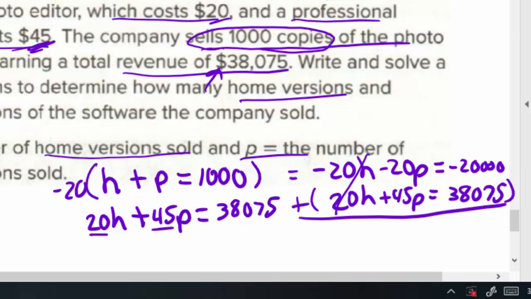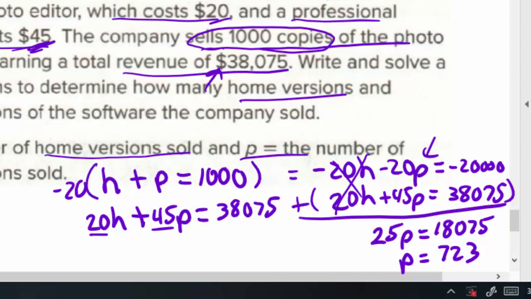Since the coefficients out here in front are the same, all I have to do is add them together. The h values will cancel out. So what I'm left with is negative 20p plus 45p, which is 25p. And that's going to equal negative 20,000 plus 38,075, which leaves me with 18,075. And all I have to do now is divide by 25. When I do that, I end up with p equaling 723.